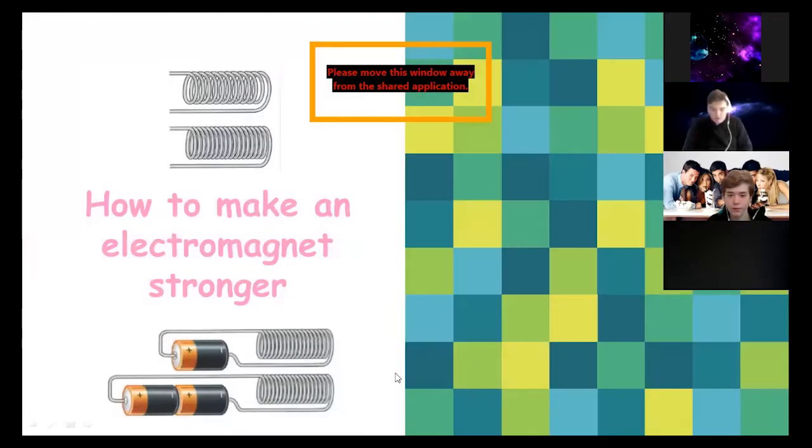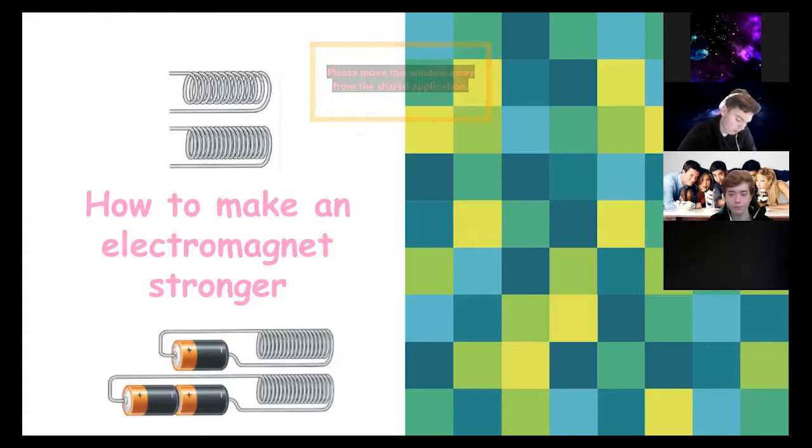Now, how to make an electromagnet stronger? Okay, now we know how to make an electromagnet, but how can we control the strength, or how can we increase or decrease its strength? How do we make an electromagnet stronger?